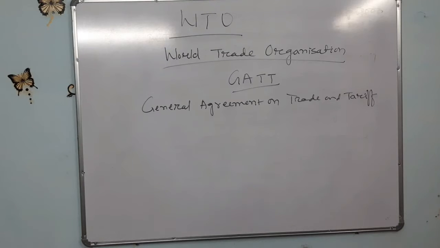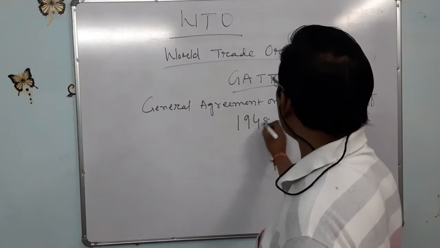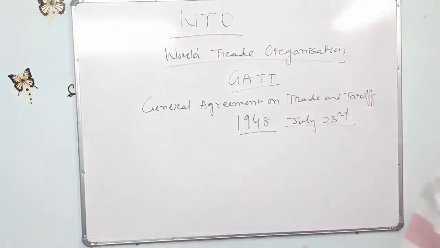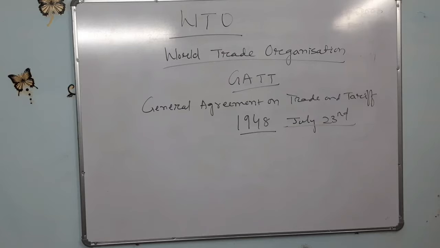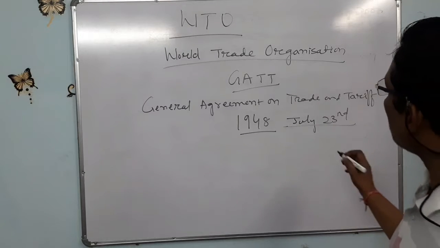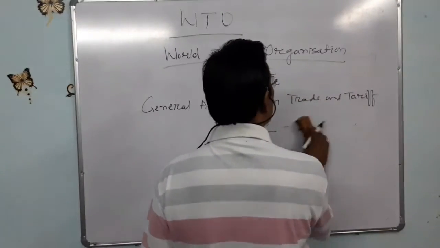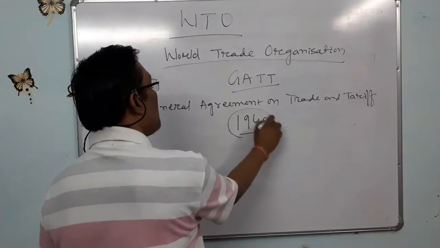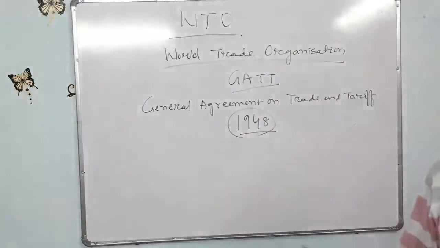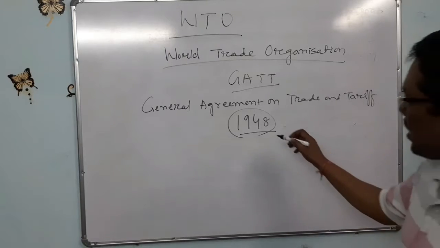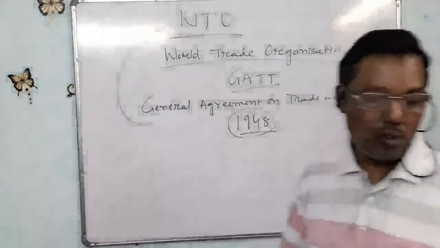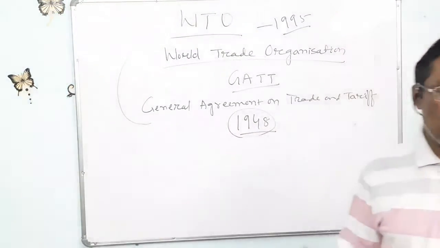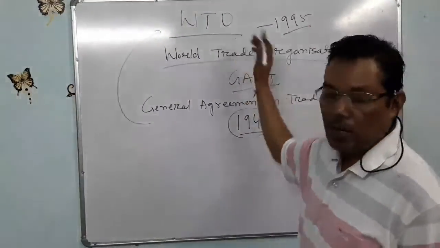Which was established in the year 1948, July 23rd. Exactly, I cannot say. That was the General Agreement on Trade and Tariff, which was established in the year 1948. But now this is changed to the name World Trade Organization in the year 1995. It means previously it was GATT, and presently it has changed to the name World Trade Organization.